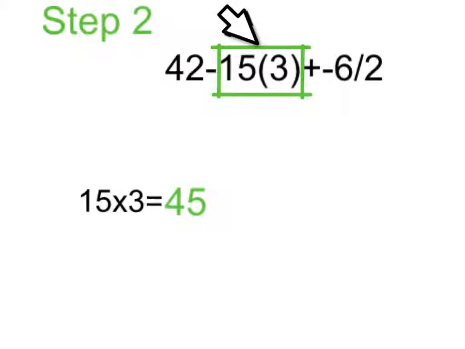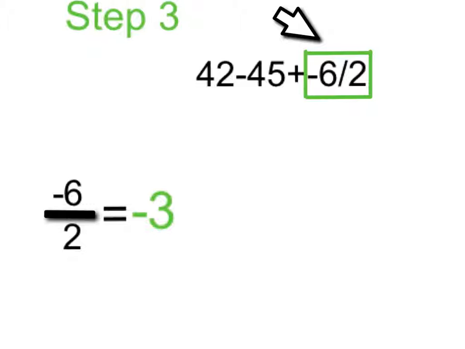Okay guys, so step 3 in this problem is going to be, of course, multiplication or division from left to right. Right now we have it right here as negative 6 divided by 2. Now if you put it in the form of a fraction, you have negative 6 divided by 2, and that equals negative 3. And just like in our other steps, you can replace it with negative 3 right here.